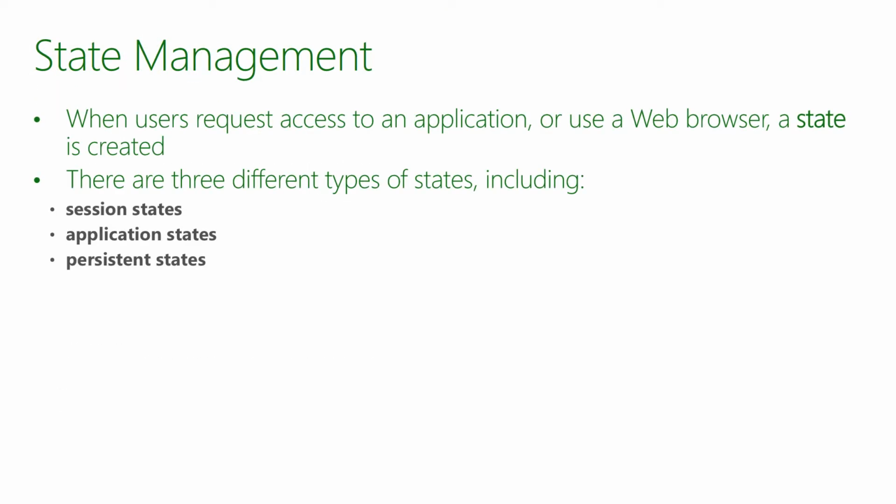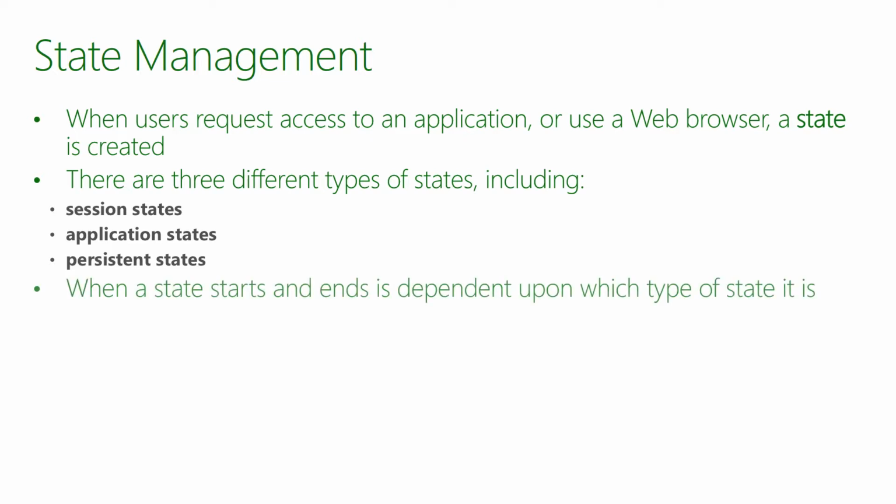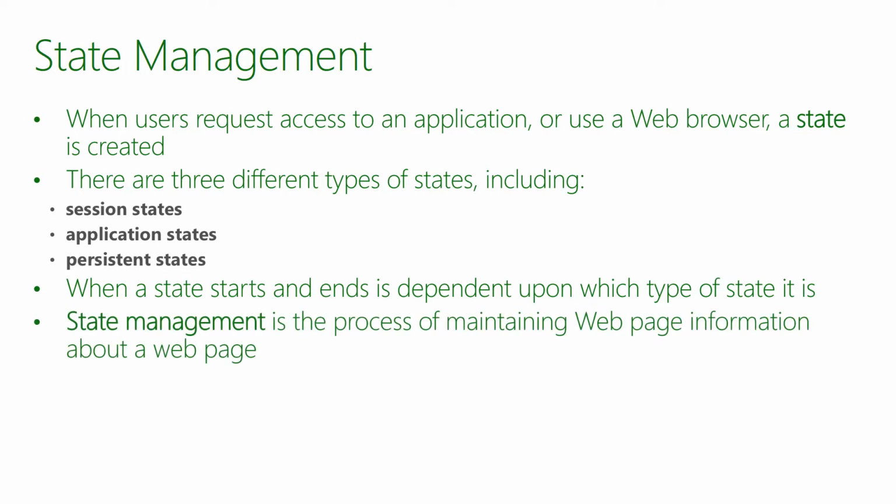Let's look at how states are managed. When a user requests access to an application or uses a web browser, a state is created. There are three different types of states: session states, application states, and persistent states. When a state starts and ends is dependent on which type of state it is. State management is the process of maintaining information about a web page.